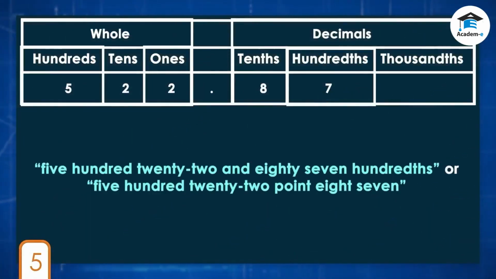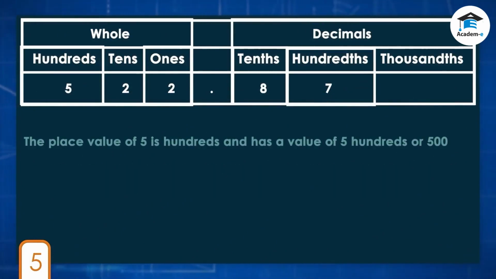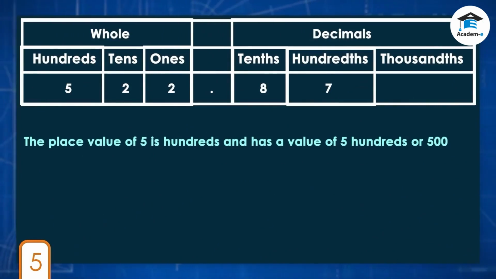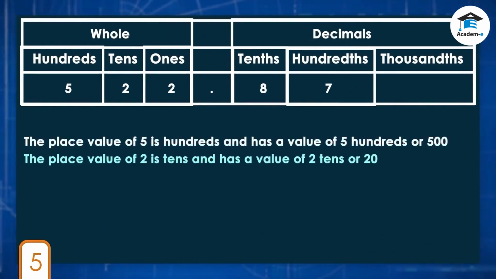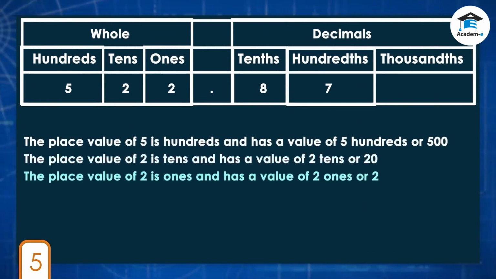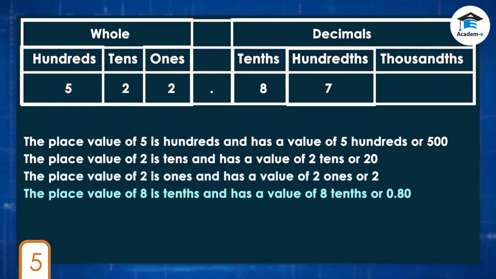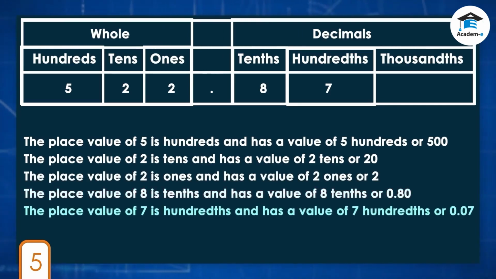522 and 87 hundredths, or 522.87. The place value of 5 is hundreds and has a value of 5 hundreds or 500. The place value of 2 is tens and has a value of 2 tens or 20. The place value of 2 is ones and has a value of 2 ones or 2. The place value of 8 is tenths and has a value of 8 tenths or 0.80. The place value of 7 is hundredths and has a value of 7 hundredths or 0.07.